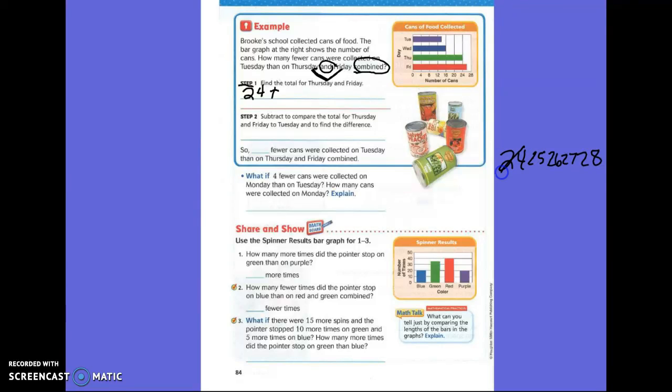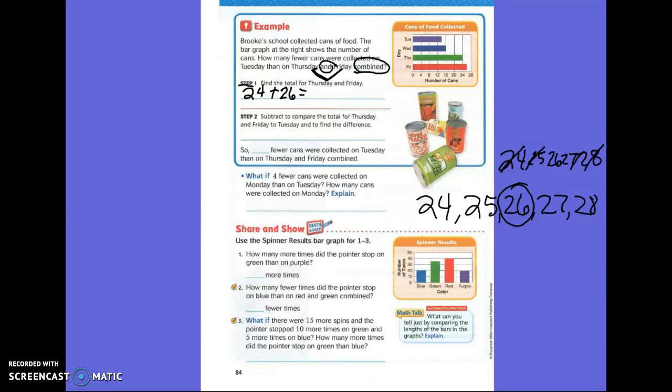Now, we are looking for the middle number. Okay, I have to write this bigger. So, 24, 25, 26, 27, 28. What's the middle number? 26. So it should be 26 for Friday.